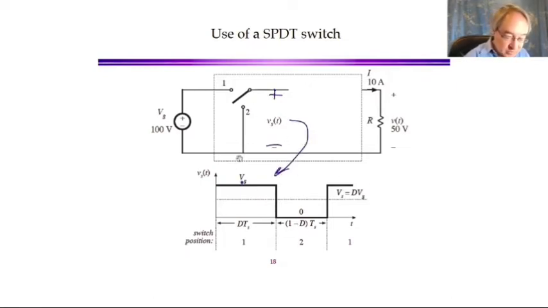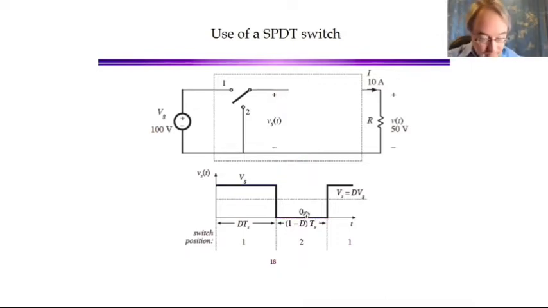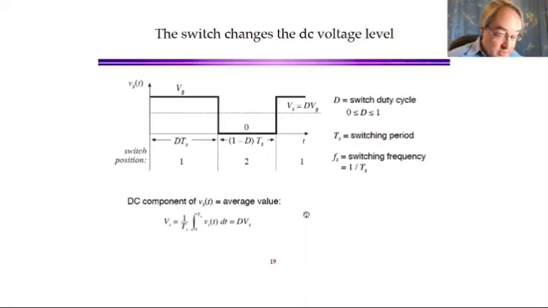So when the switch is in position 1, the voltage Vs is equal to the input voltage Vg of 100 volts. And when the switch is in position 2, the output voltage is 0. And we will operate the switch so half of the time it's in position 1, the other half it's in position 2. Okay, what do we accomplish with this? Well, the switch changes the DC voltage level.